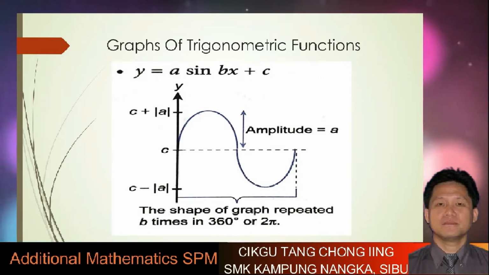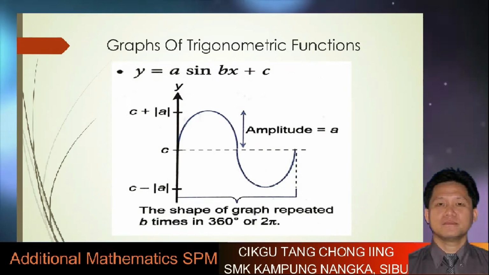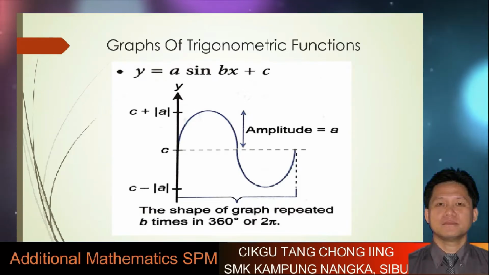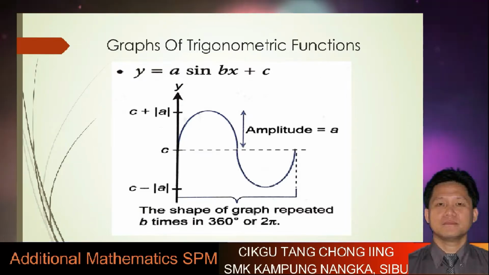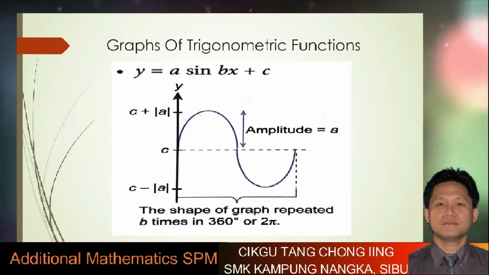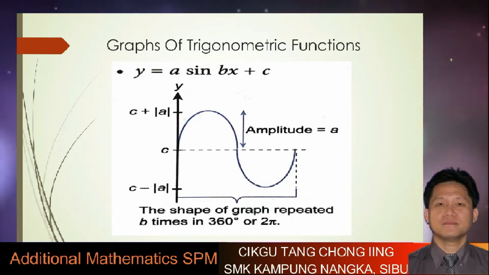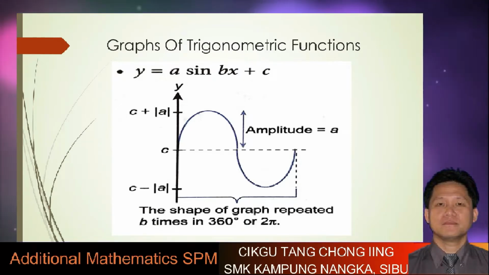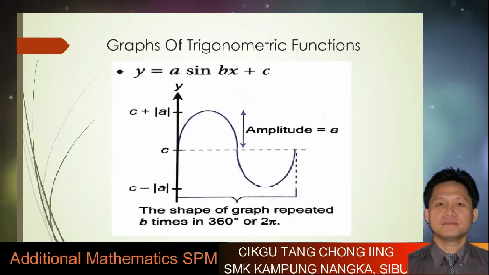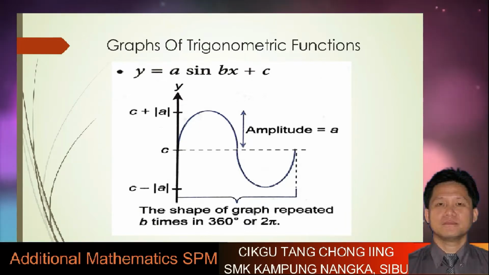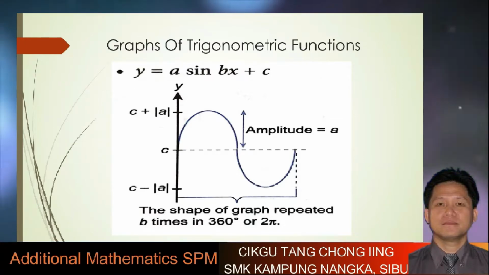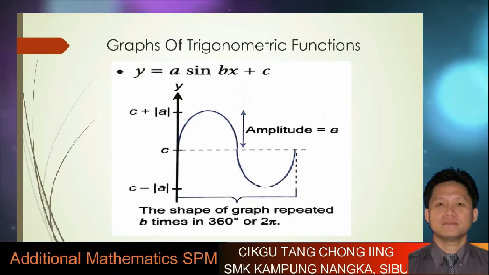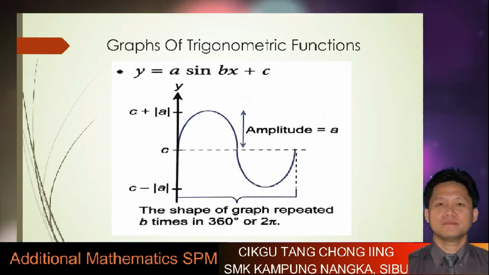Okay, now let's take a look at this type. y equals a sine bx plus c. With a, b, and c, they are constants. Alright? So what is the effect of the changes in the constants here, a, b, and c? Now, when the value of a changes, it will cause a change in amplitude. You see here, amplitude equals a. So amplitude depends on the value of a.